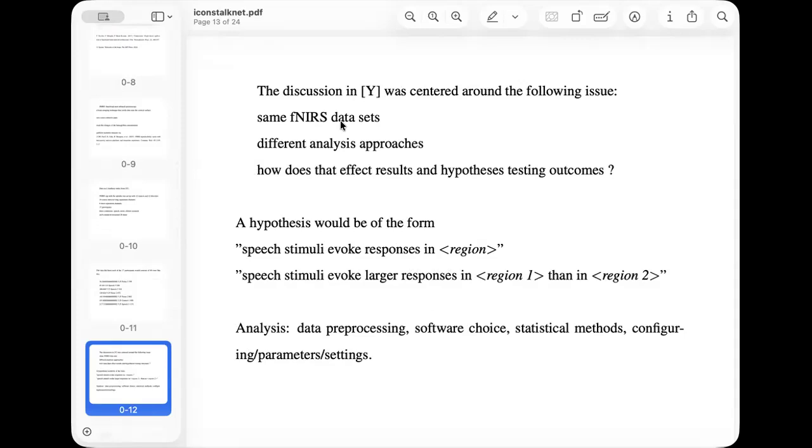A hypothesis typically would be of the form: speech stimuli evoke responses in a specific brain region, or speech stimuli evoke larger responses in one brain region than in the other brain region, and so on. Different approaches to analysis refer to data preprocessing, software choice, statistical methods, choice of parameters, or settings.